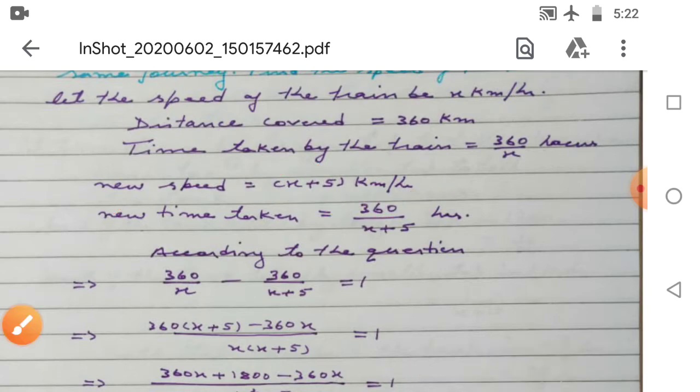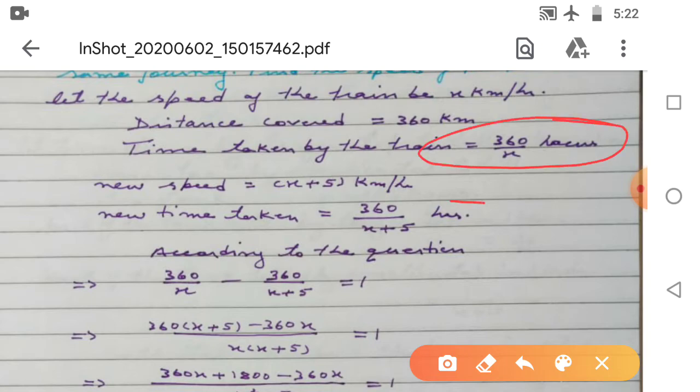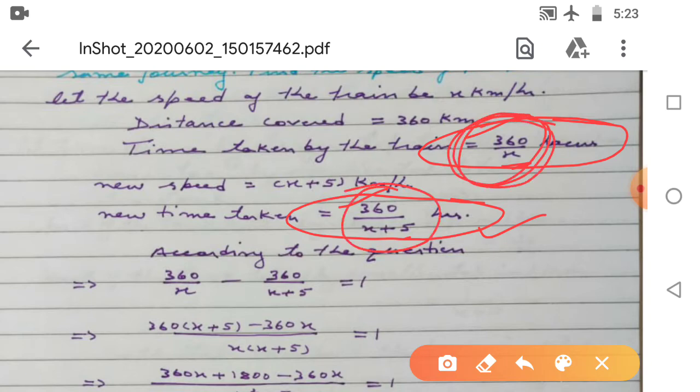So, we have two timings. This is the normal timing. This is the time taken by the train when we increase the speed by 5 kilometer per hour. If the speed increases, the time will be less. Again, here the numerator is 360, here the numerator is 360, the numerator is the same. Now, check out the denominator, this is less as compared to this. So, this factor is more than this one. Clear?